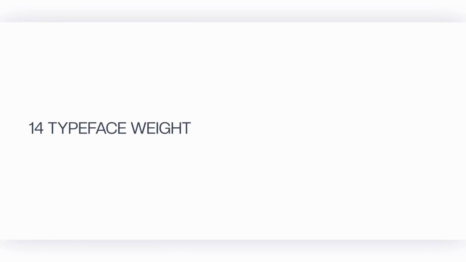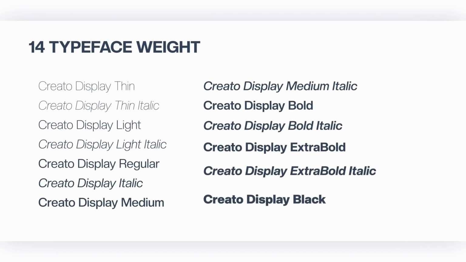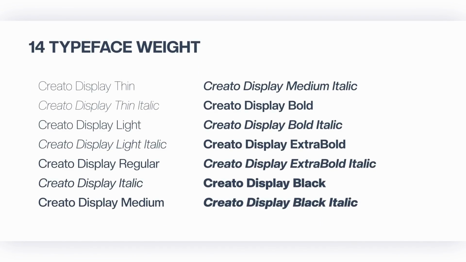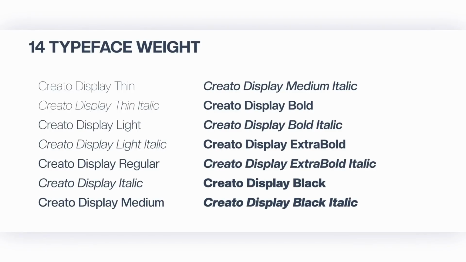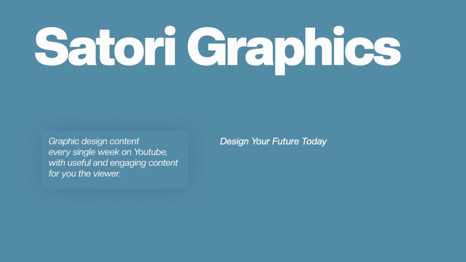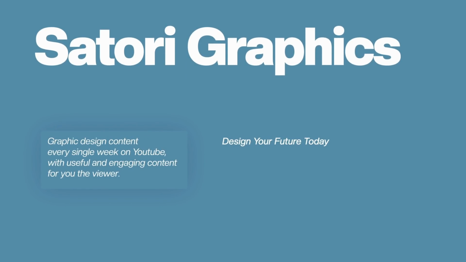The first font family is Creator Display, and this is one of my favorite sans serif font families of all time. Creator Display has 14 fonts within the family, and just take a look at how sleek and how modern this looks. Available in italics and various different font weights, this typeface is awesome on headings, on body text, and just about anywhere you can think of.